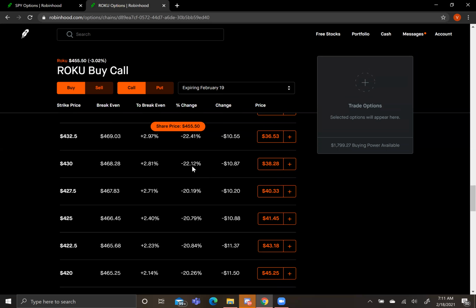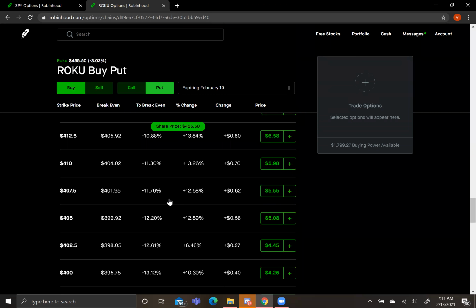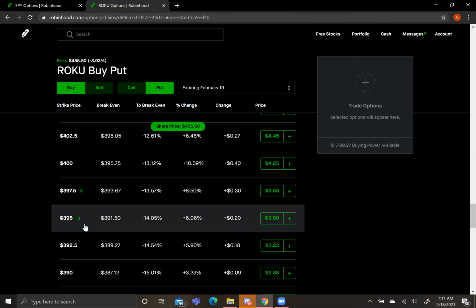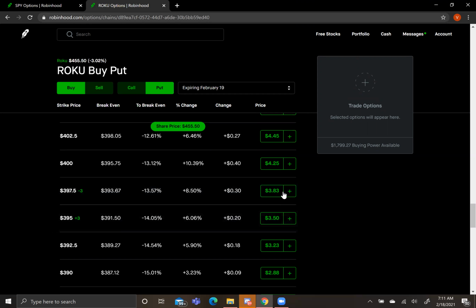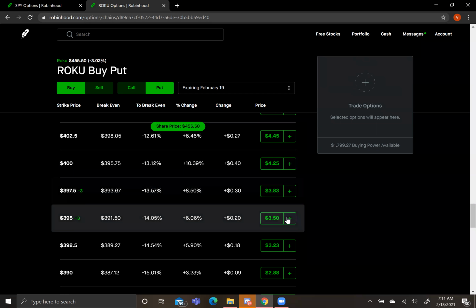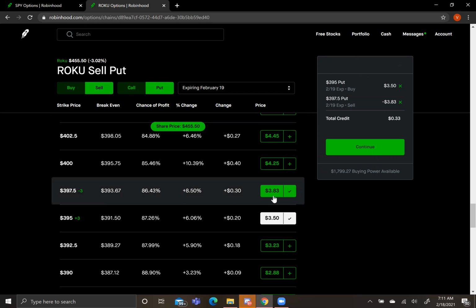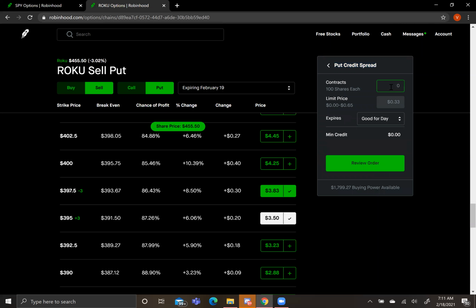So I scrolled down to the expiration date, the 19th, and changed it to puts. You can already see them. I did the 397.5 and then the 395. Looking at the two strikes and the premiums, you buy the lower one, 395, and then you go to sell, and you sell the higher one, 397.5. When you do that, it's going to say put credit spread at the top right. Continue, and let's say we want to do one contract. Once again, it doesn't tell us the collateral, so we have to calculate it ourselves.